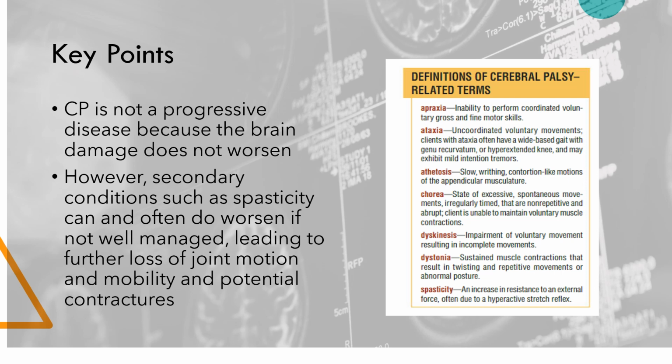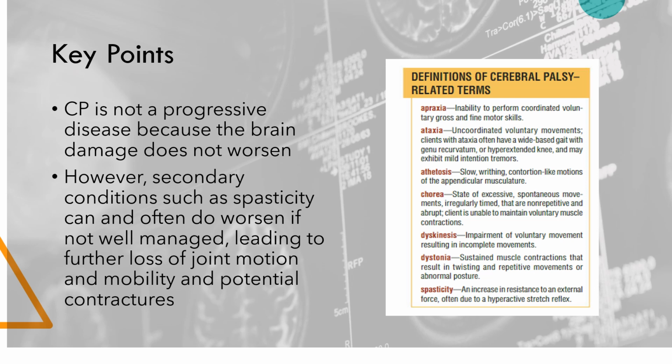Spasticity is a form of increased muscle tone characterized by involuntary muscle contractions and stiffness. It leads to difficulty in relaxing muscles and can affect mobility and movement patterns. Dyskinesia refers to involuntary and abnormal movements, including repetitive, twisting, or writhing motions. It can manifest as dystonia, which, as we talked about, is a sustained muscle contraction causing twisting or abnormal postures, or athetosis, which is slow, involuntary, and writhing movements.